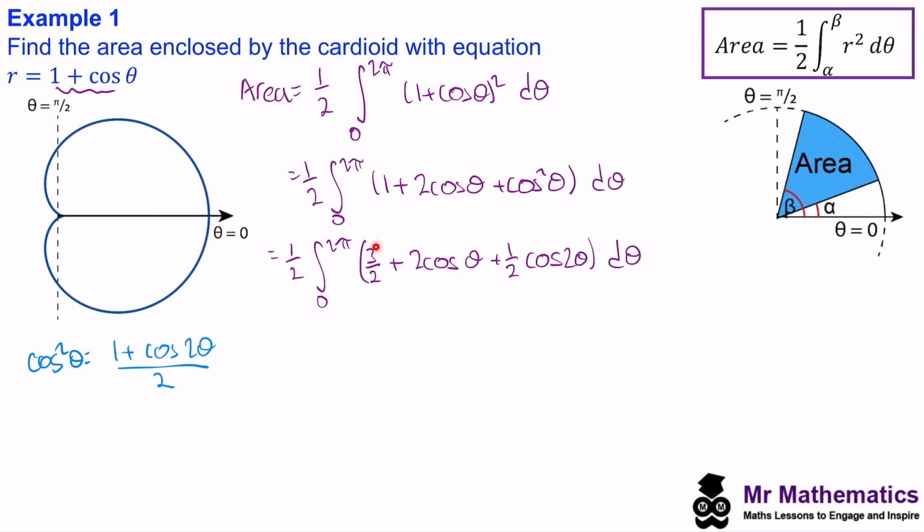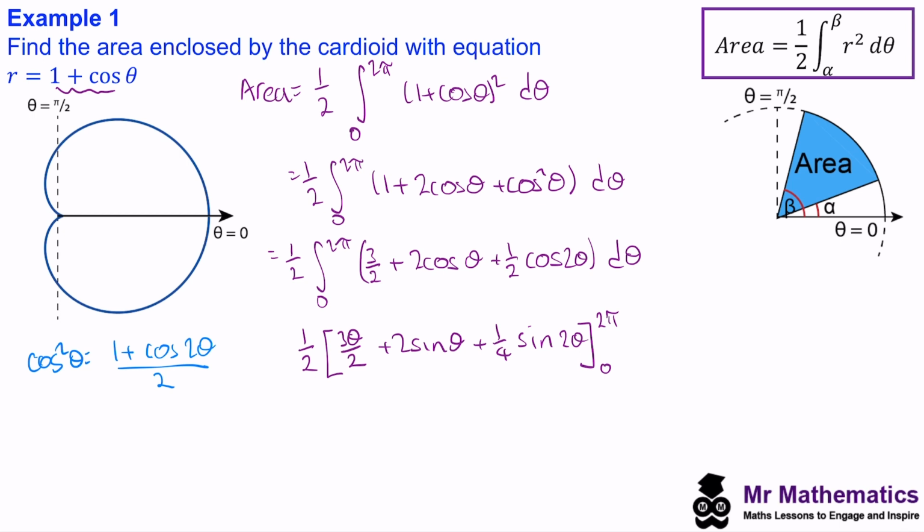We know the integral of 3 over 2 is 3 theta over 2. And the integral of 2 cos theta is 2 sin theta. And the integral of 1/2 cos 2 theta is 1/4 sin 2 theta between the limits of 0 and 2 pi. And we're going to multiply all of this by 1/2.